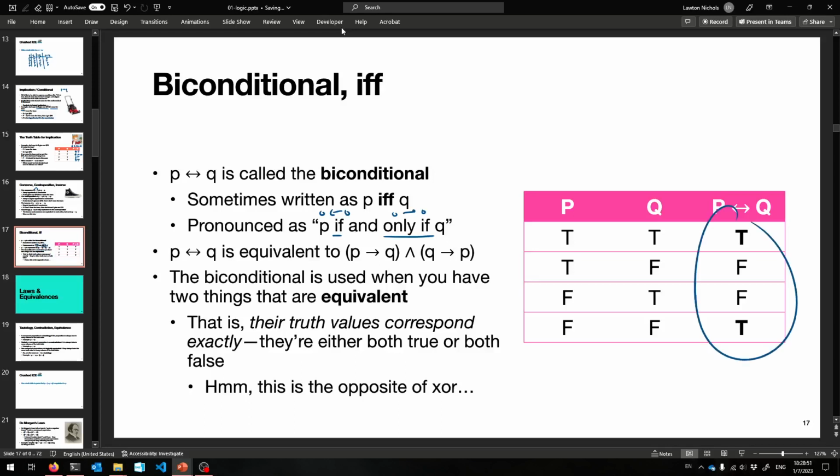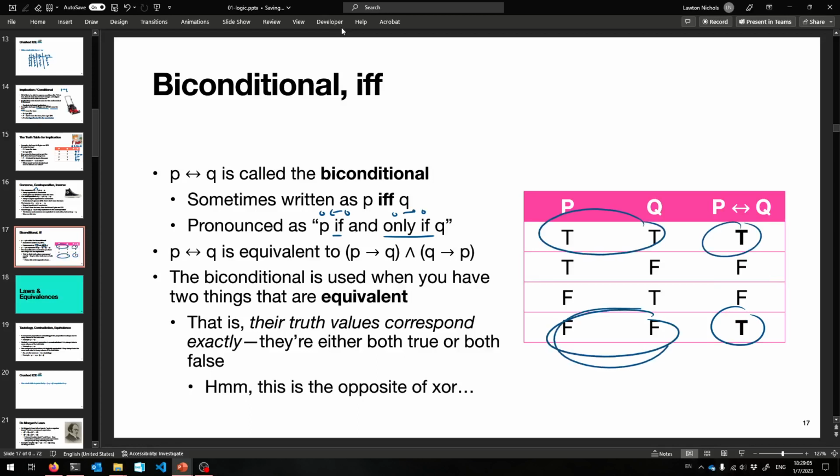But here is the final answer. P if and only if Q. If they're both true, the answer is true. If they differ, it's false. But if they're both false, it's still true because they agree, right? They're equivalent. Still equivalent, but they're false this time. It's true. The answer is true.